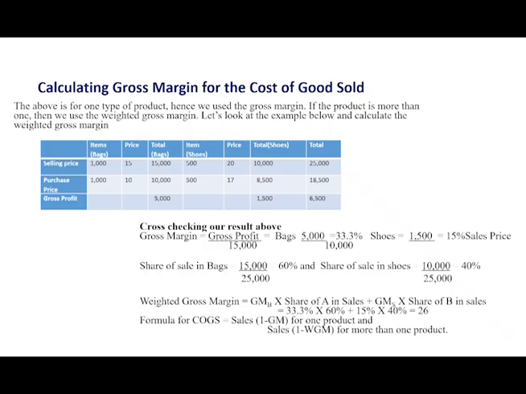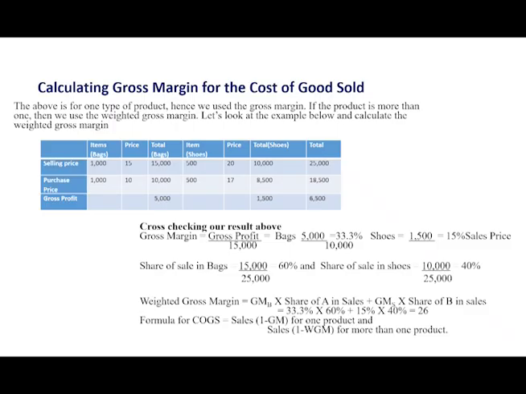If the product is more than one, then we use the weighted gross margin. Let's look at the example below and calculate the weighted gross margin. Study the diagram, cross-checking our result above using the formula we have. Gross margin equals gross profit divided by sales price, which equals, for 4 bags, 5,000 profit divided by 15,000 selling price, making a total of 33.3%.